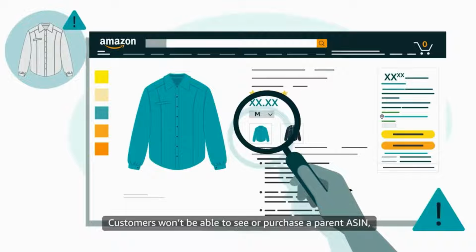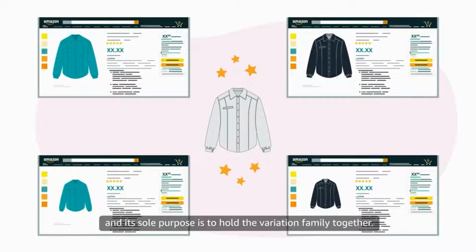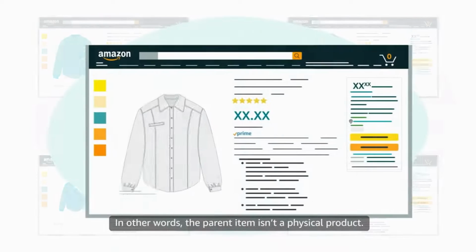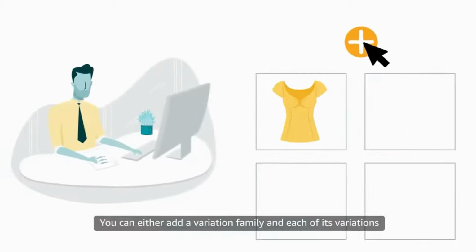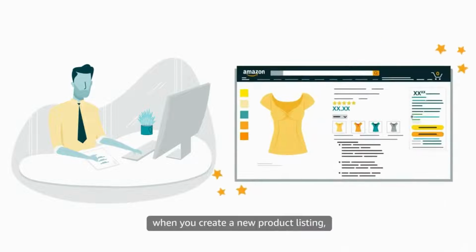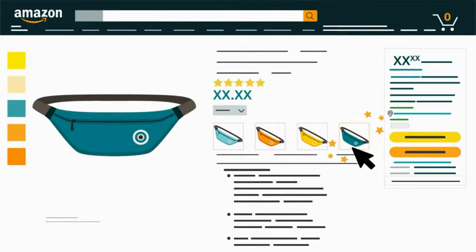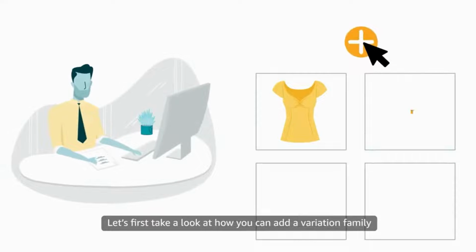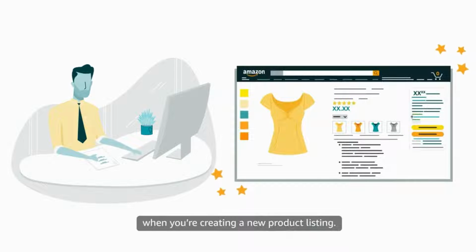Customers won't be able to see or purchase a parent ASIN, and its sole purpose is to hold the variation family together. In other words, the parent item isn't a physical product. You can either add a variation family and each of its variations when you create a new product listing, or you can add them to an existing listing. Let's first take a look at how you can add a variation family when you're creating a new product listing.